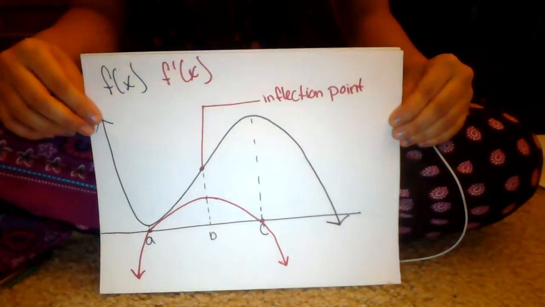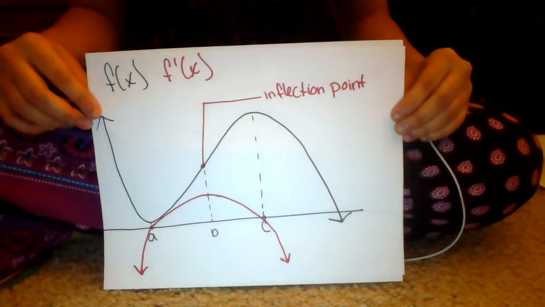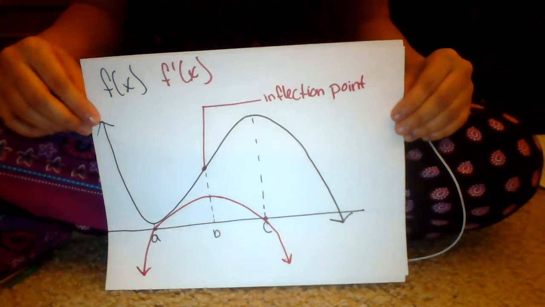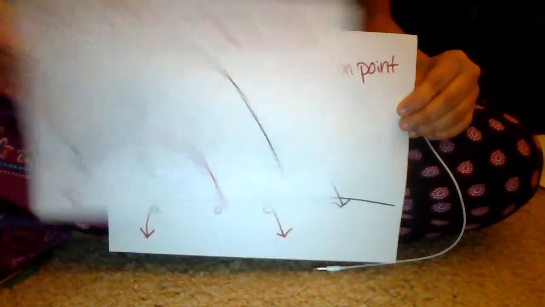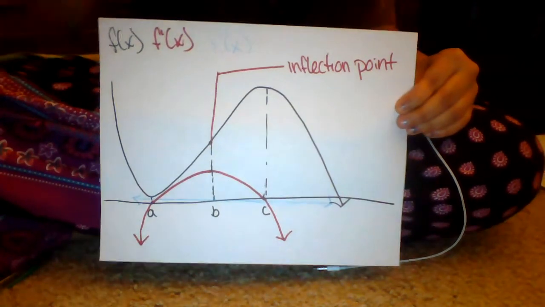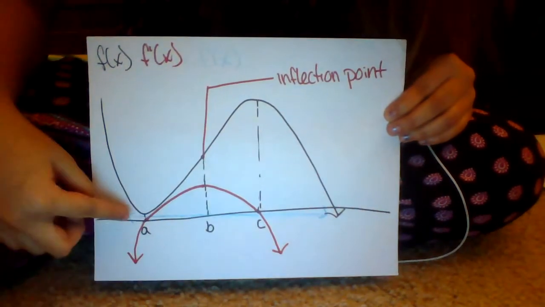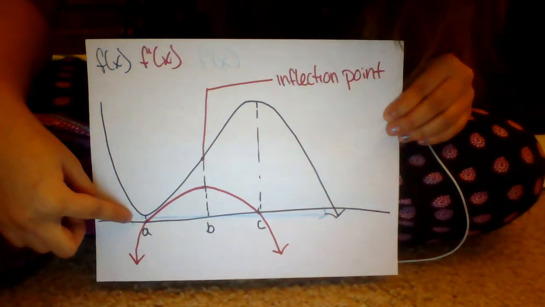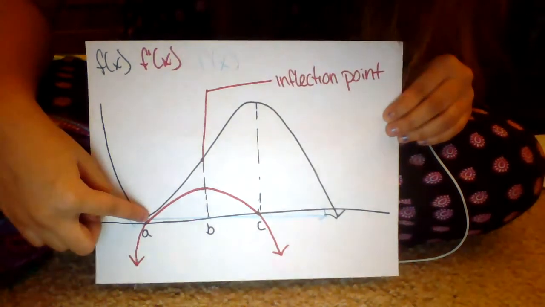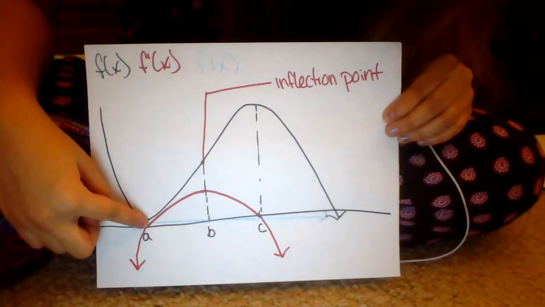To get a better understanding if the graph is concave up or concave down, we take the second derivative. The second derivative shows us that since this is positive, this part of the graph is concave up.